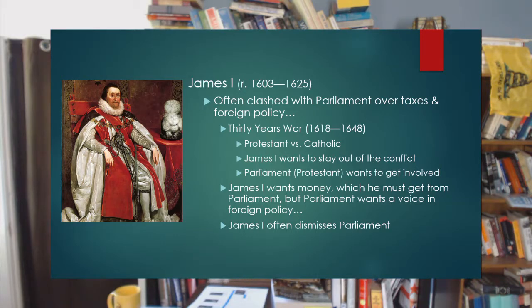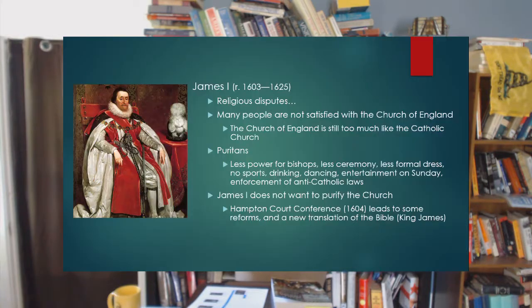James I often clashed with Parliament. During the Thirty Years' War, you have Protestants versus Catholics. James wants to stay out of the conflict. Remember, he's the Rex Pacificus. But Parliament is Protestant. They want to get involved and help the Protestants of Europe. James I wants money from Parliament, but every time he asks, Parliament says, "Okay, we'll give you money, but we're going to tell you how to run the kingdom." So James I often dismisses Parliament, sends them home when they clash with him. There are also a lot of religious disputes. A lot of people are not satisfied with the Church of England. It still seems too Catholic for a lot of Puritans.